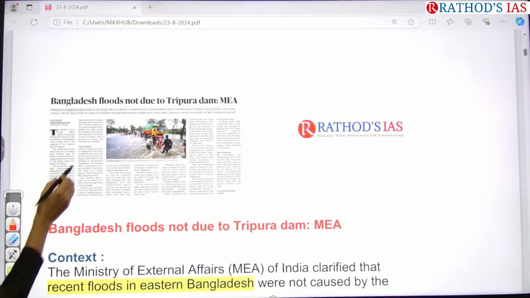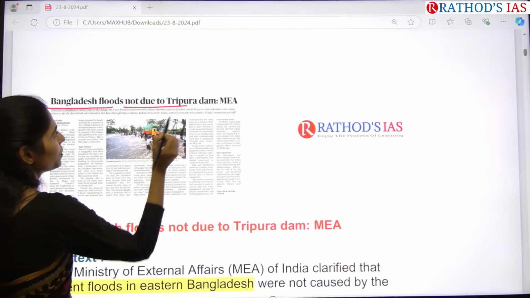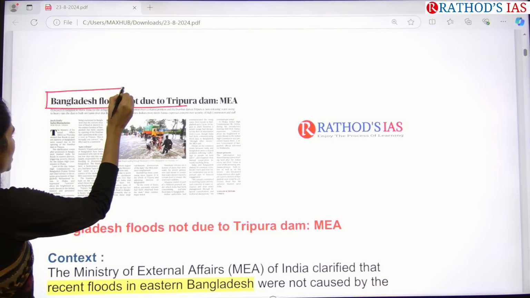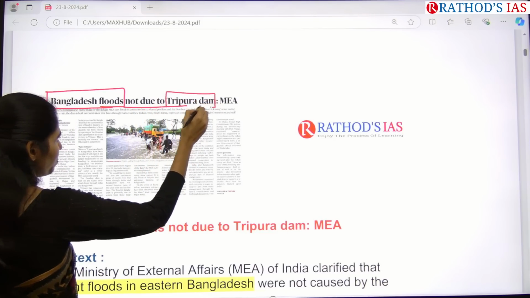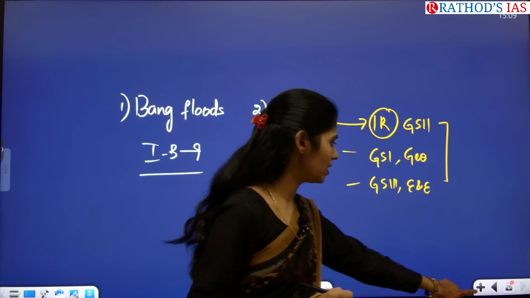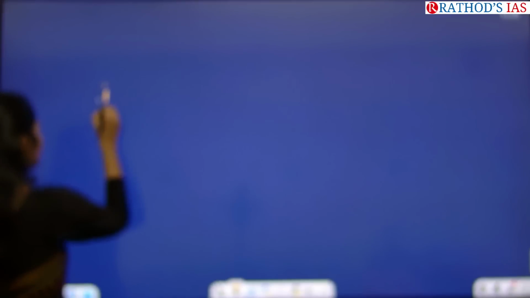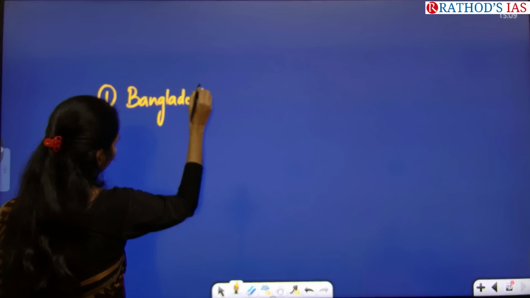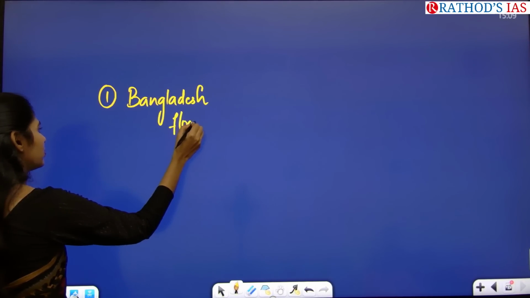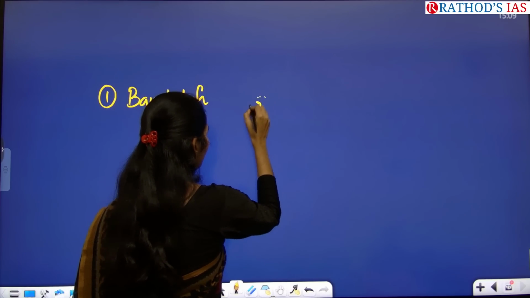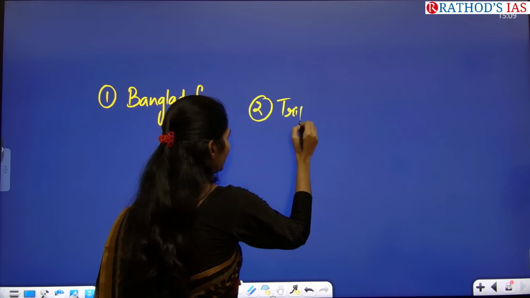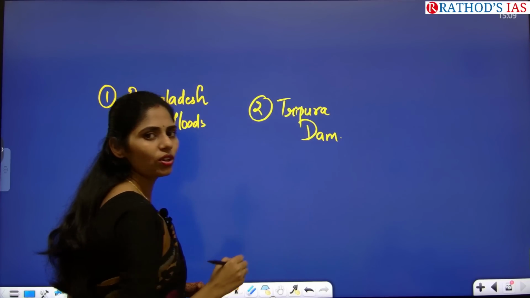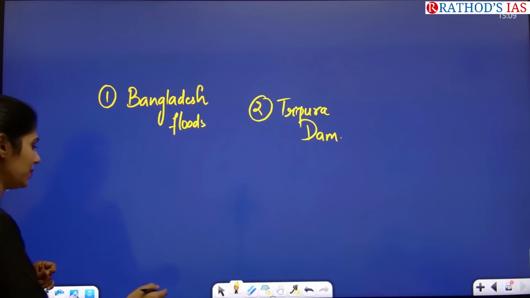See the title: Bangladesh floods not due to Tripura dam, says Ministry of External Affairs. So what are the keywords? First one is Bangladesh floods, and the second important keyword given in this title is Tripura dam.